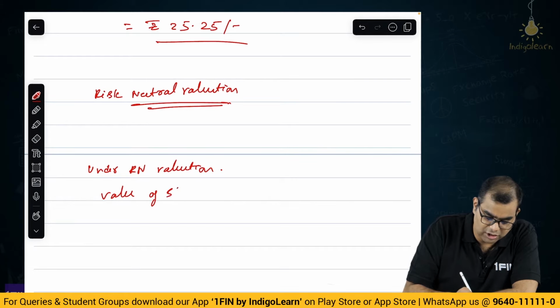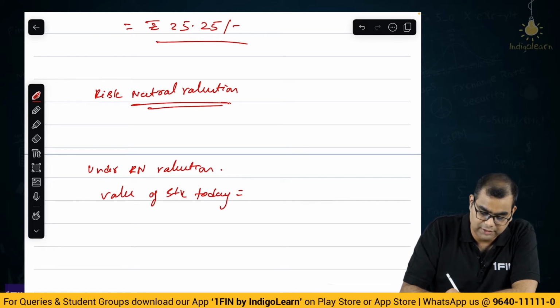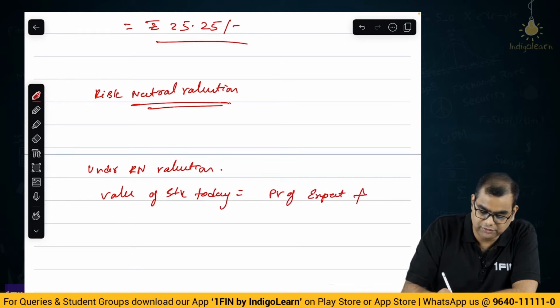Value of stock today is equal to present value of expected future stock price.